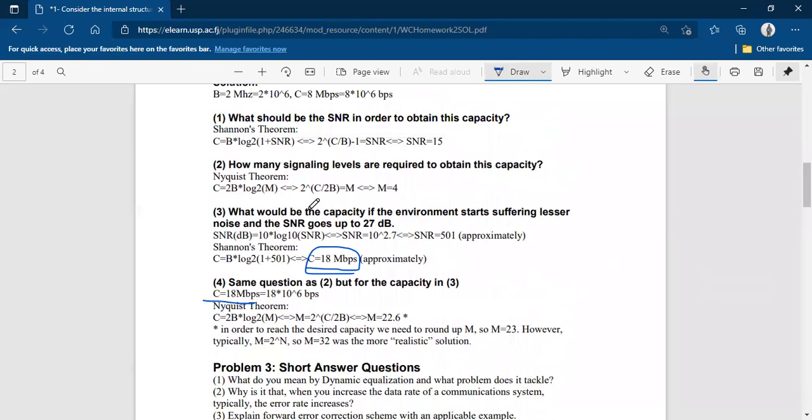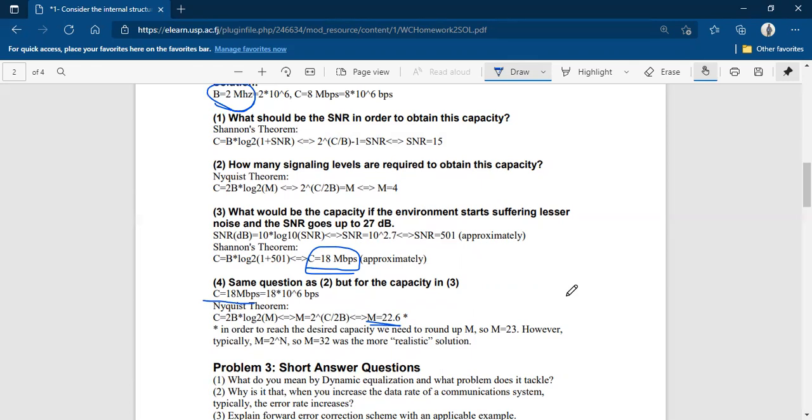Using the same formula that we got, M is equal to 2 to the power of C divided by 2B. In that same formula, we directly substitute our C value, the capacity which we got in part number 3. We take this capacity value and our bandwidth value, which is constant, substitute them in the formula, and we should get M is equal to 22.6.